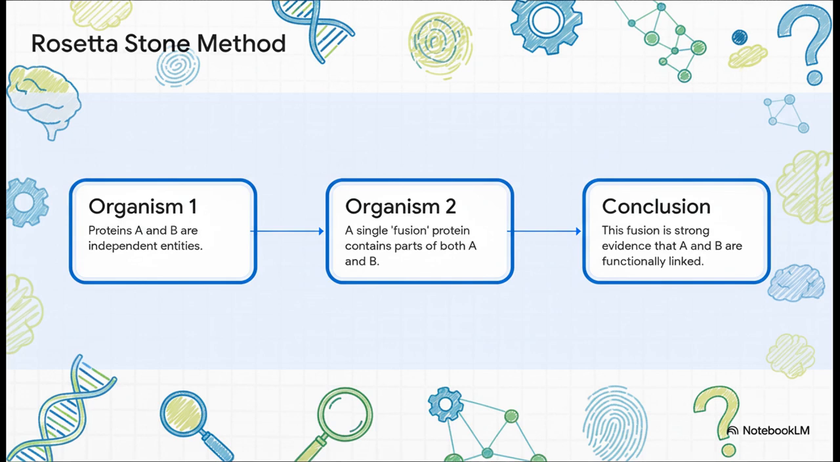One of the absolute coolest methods for this is called the Rosetta Stone approach. Let me walk you through it. In one organism, you might find protein A and protein B floating around as 2 separate things. But then, in a totally different organism, scientists might find them actually fused together into one single combined protein. The insight here is brilliant. Evolution wouldn't bother sticking them together unless they work together. This is a massive, massive clue that A and B are part of the same team.